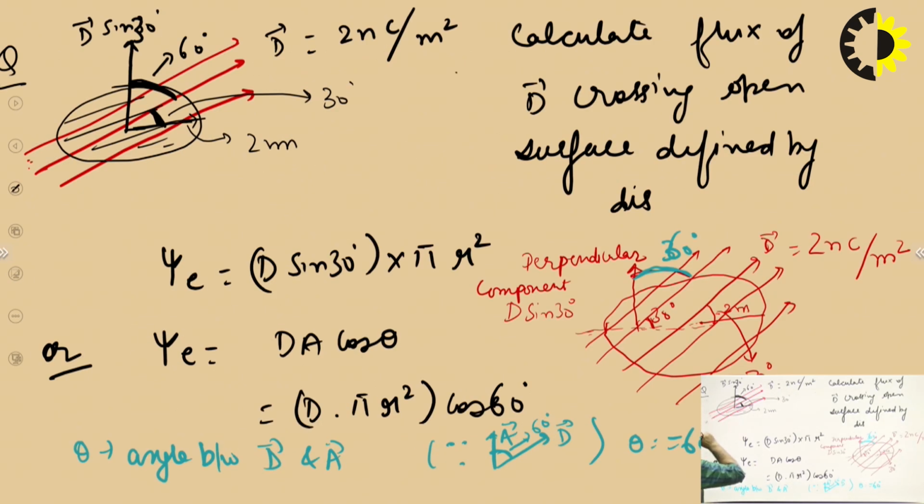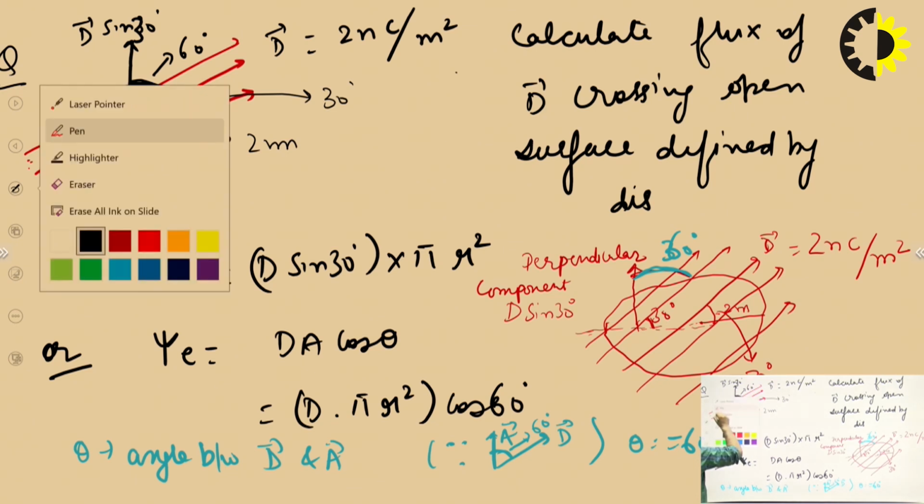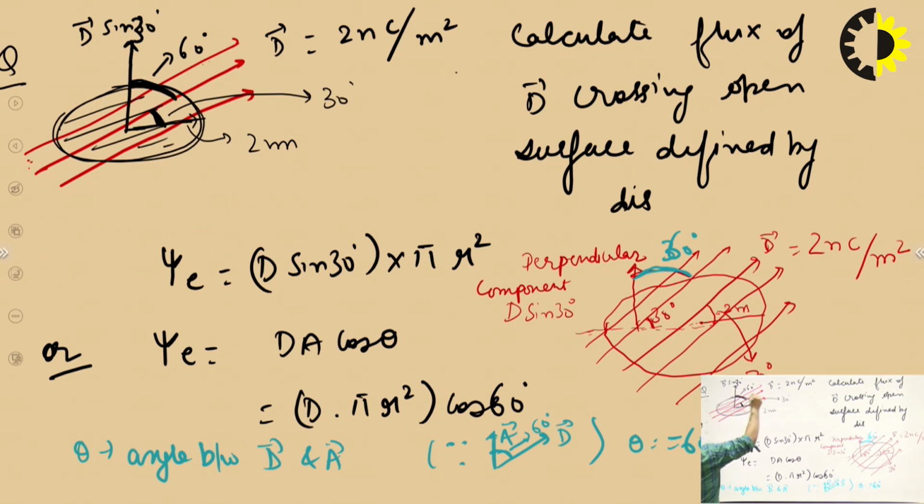So let's take a numerical. Let's say this one is the surface, and field lines are passing through it. If I say the angle between these two is 60 degree, you will say that the surface is like this one and field lines are passing through this one. So they make some angle, that is 30 degree to this one and 60 degree to this one.